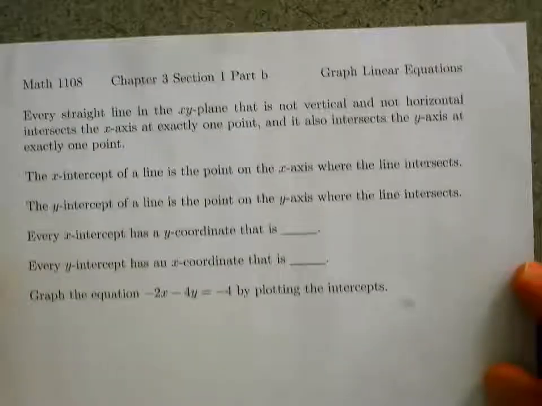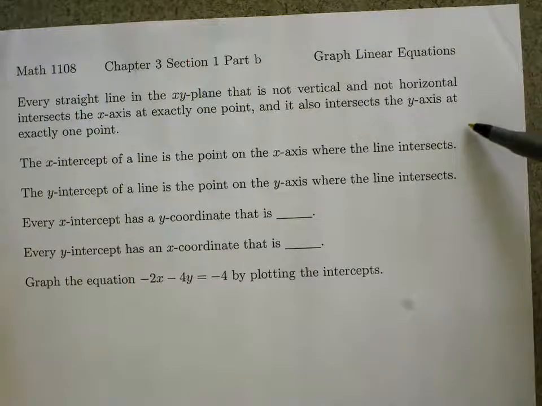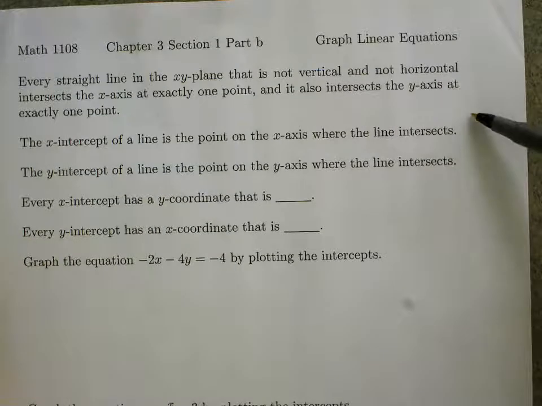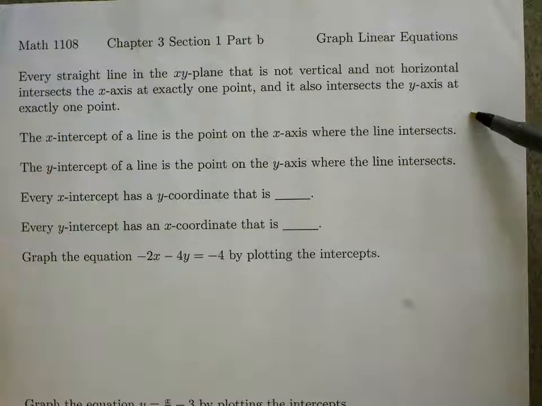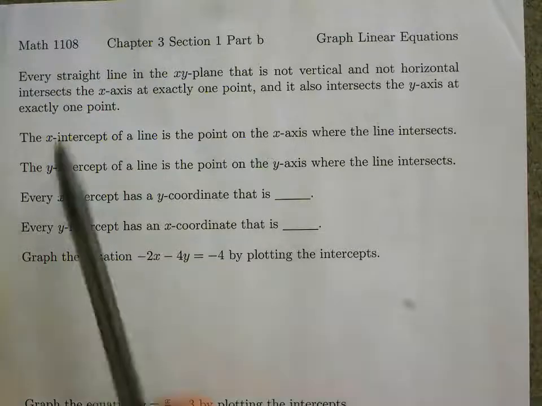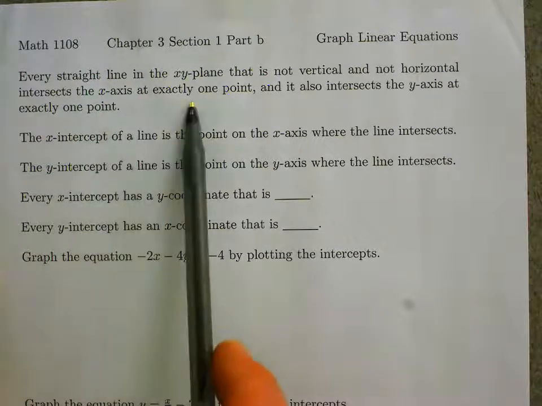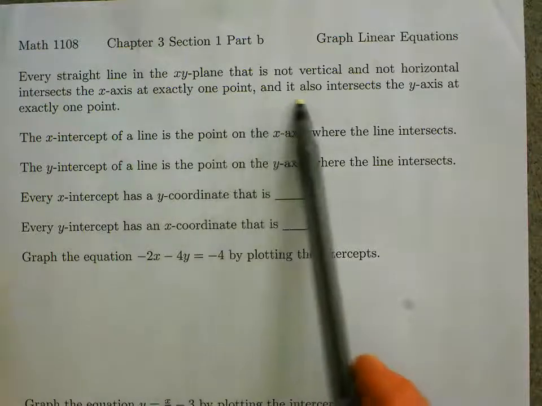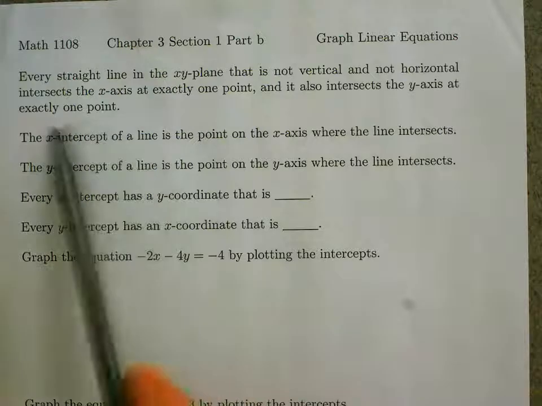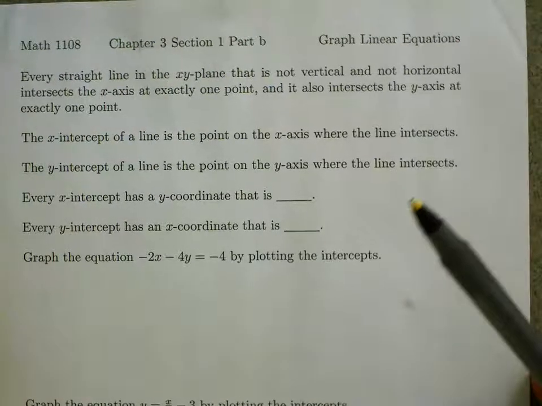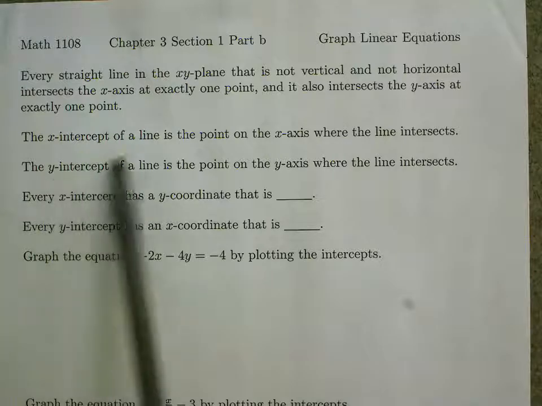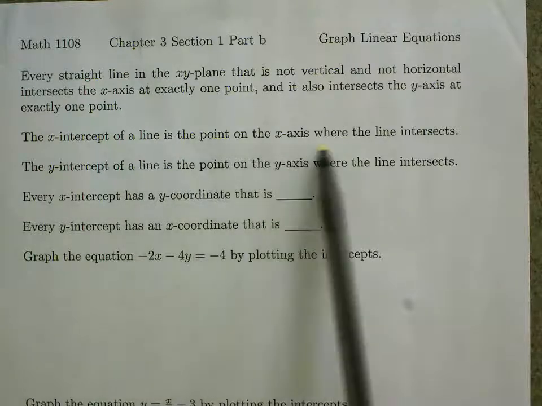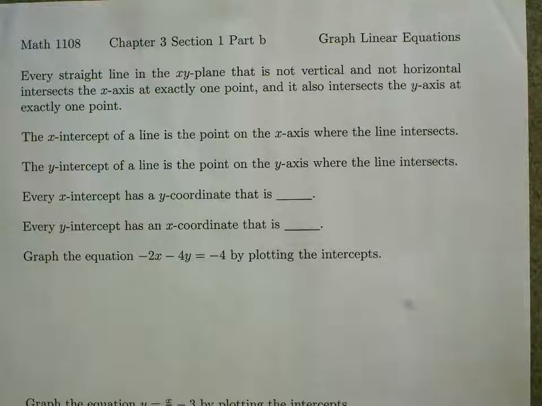Okay, so we start out with this statement. Every straight line in the xy plane that is not vertical and not horizontal will intersect the x-axis at exactly one point, and it also intersects the y-axis at exactly one point. The x-intercept of a line is the point on the x-axis where the line intersects, and the y-intercept of a line is the point on the y-axis where the line intersects.